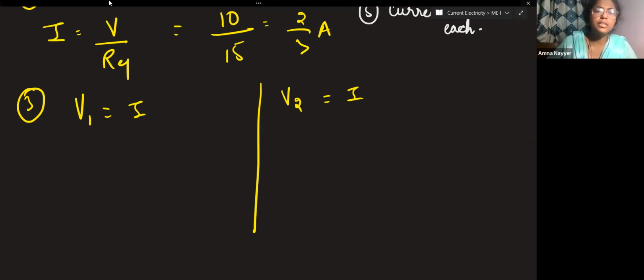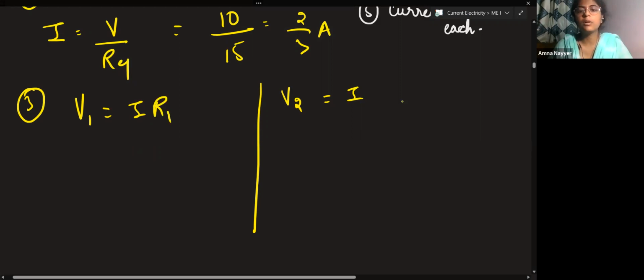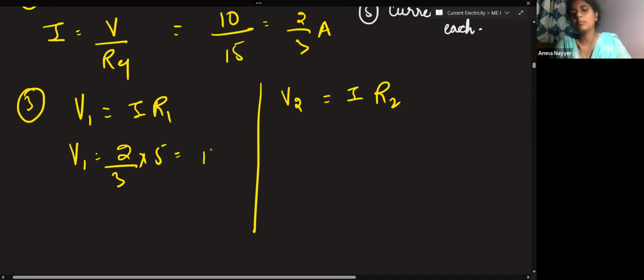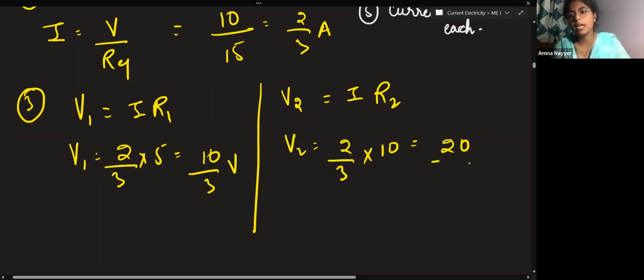That's why I was saying the answers are coming very different. V is equal to IR1, V is equal to IR2. So V1 will be 2 by 3 into 5. So yes, 10 by 3 volts, the right answer submitted by Astha. And V2 will be 2 by 3 into 10, that is 20 by 3 volts.